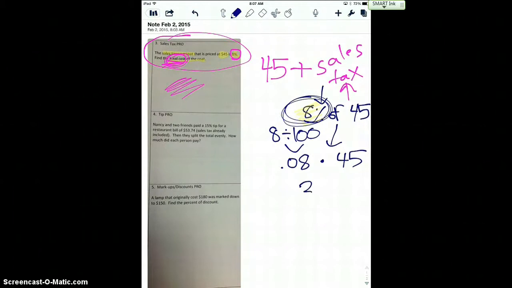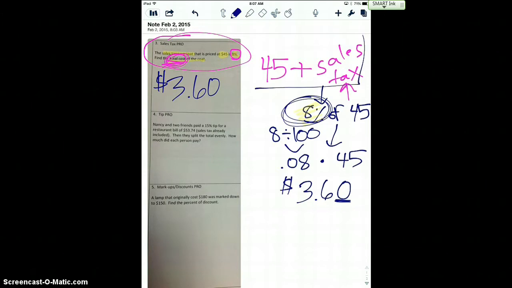3.6. How would I write that in money? So I go to the hundredths place. If nothing's there, what do I put? A 0. So if I go over here and write the total price of this jacket is $3.60, I would be wrong. Why?